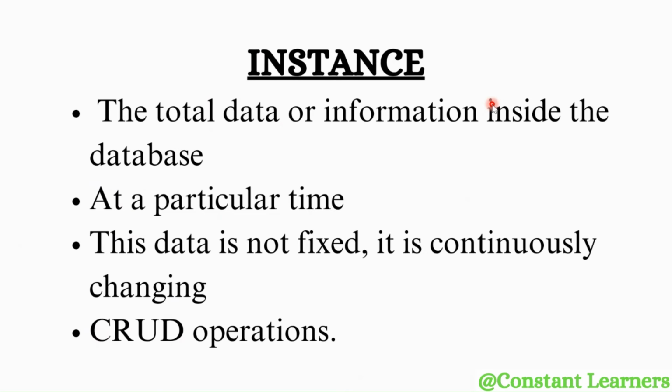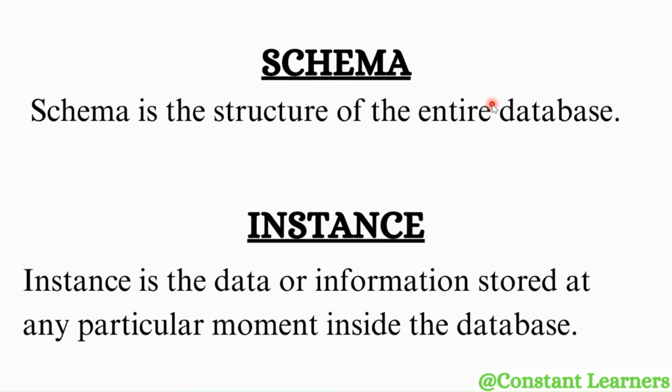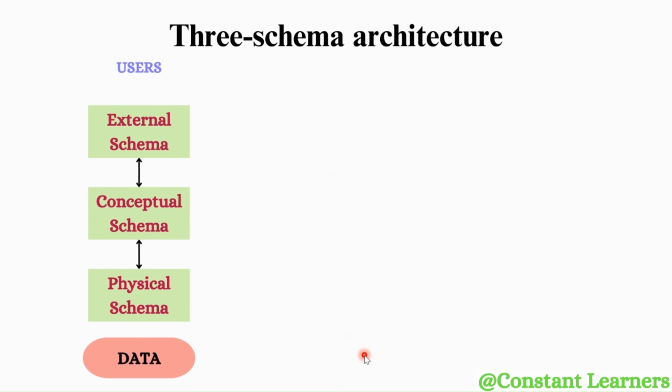So we can say that the data or the information inside the database is nothing but the instance, and it is continuously changing. All right. I hope that both schema and instance was clear. Schema is the structure of the entire database. It is the overall description of the database which stays fixed and is not constantly changing. And instance is the data or information inside the database at any particular moment which is not fixed, which is continuously changing. I hope that this was clear.